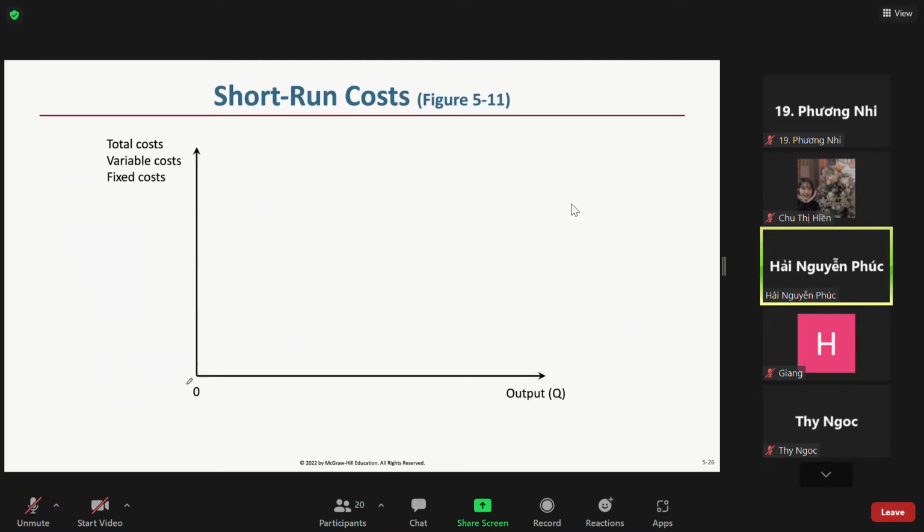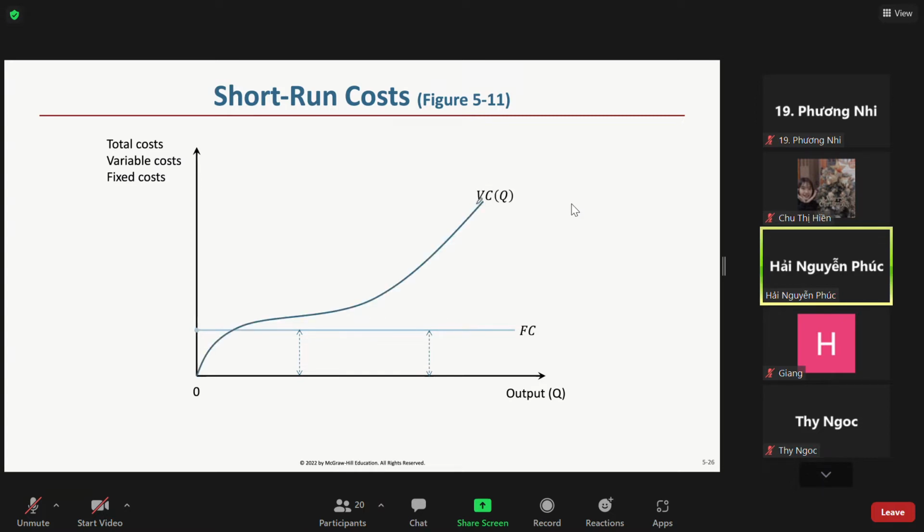Now let's take a look at the graph. We're going to graphically illustrate the short run cost. All right. Here's the fixed cost, FC. And you can see that it is a horizontal line. It tells us that this is the cost which does not change when the output changes. Yeah. When the output increases, for example, we do not have any change in the fixed cost. Okay.